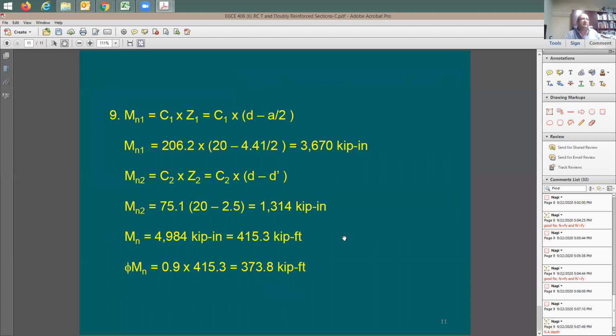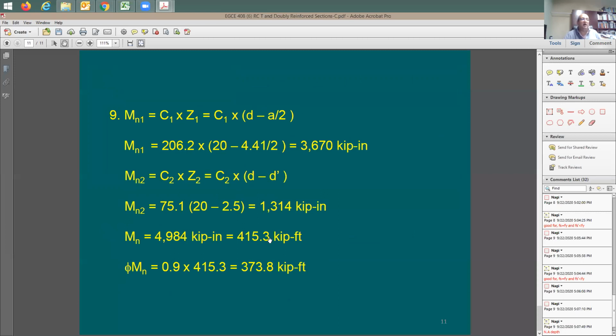Here's phi Mn. I'm going to have here two moments. Here's moment number one. It's going to be C1 times Z1, plus C2 times Z2. I guess we have gone through this. And then what do you do at the end? You add them to each other. You say Mn1 plus Mn2. This is going to be one moment. This is going to be Mn.